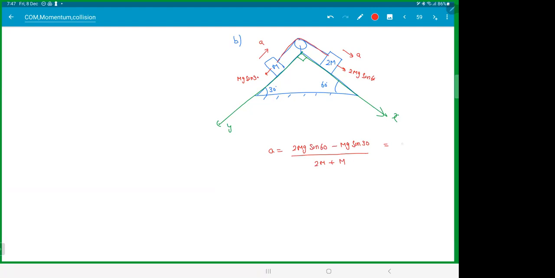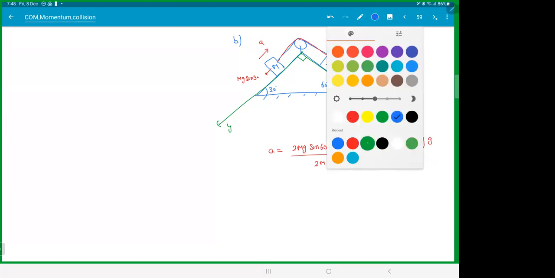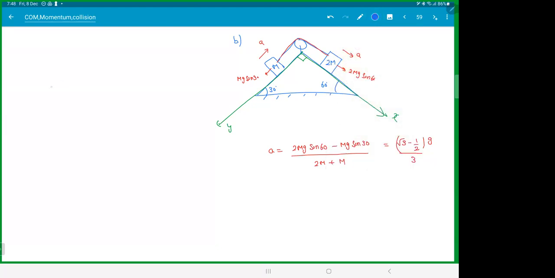And if I solve this, m gets cancelled. 2 sine 60 is root 3, minus half, g by 3. Fine, I got a value here. Now, since I was asked for the magnitude of acceleration of center of mass, I can take that as 2m a I cap plus m minus a j cap by 3m. If I don't ask you magnitude, then what will be the problem?